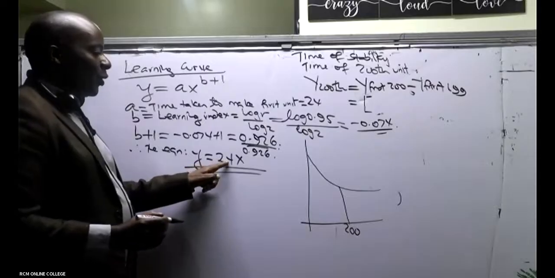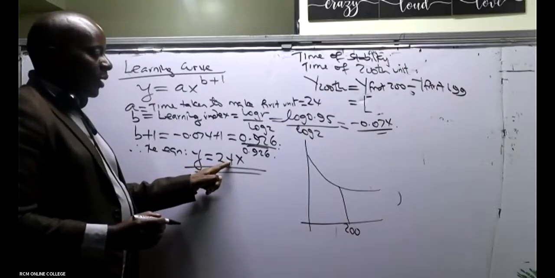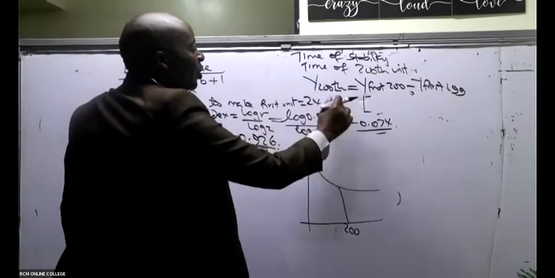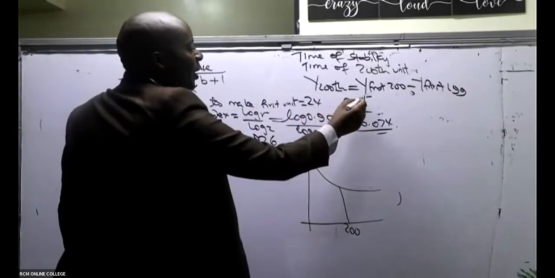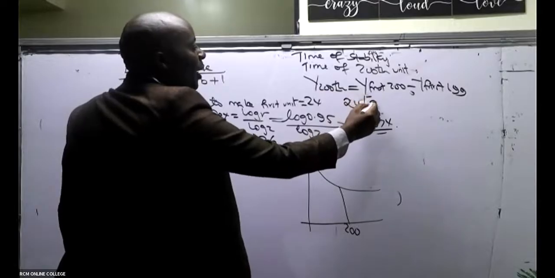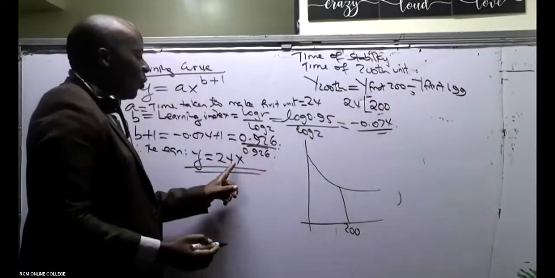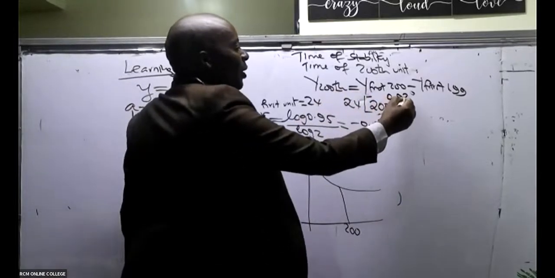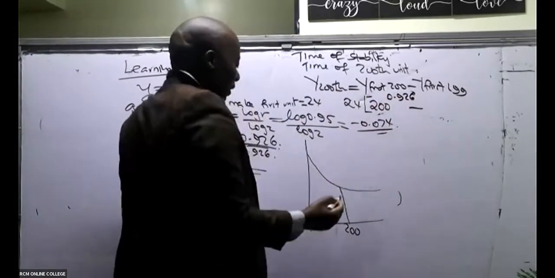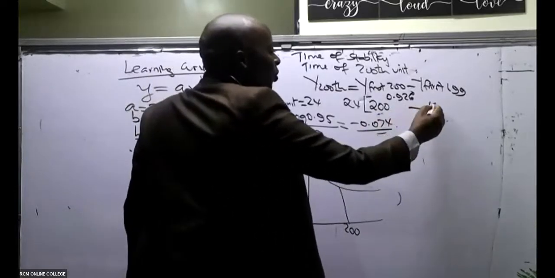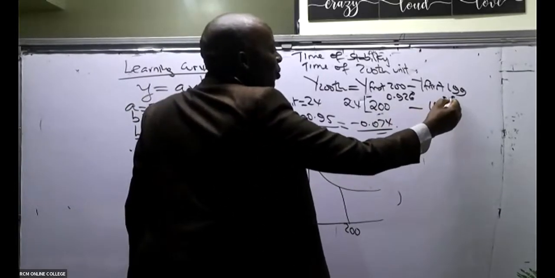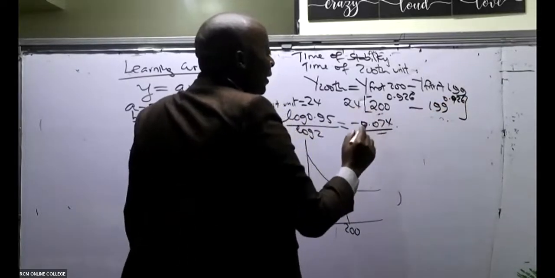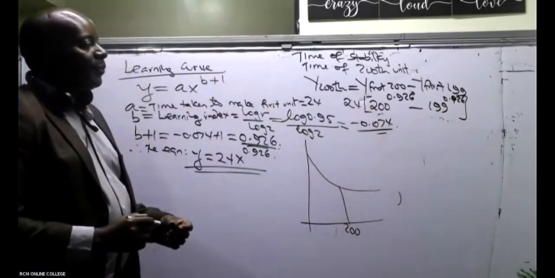So in this case here, we're using the formula. Remember, 24 is applicable to both, so you can put 24 outside. Then you say first 200, so x is 200 here: 200 raised to 0.926 minus 199 raised to 0.926. I want to see everybody punching this in their calculators.